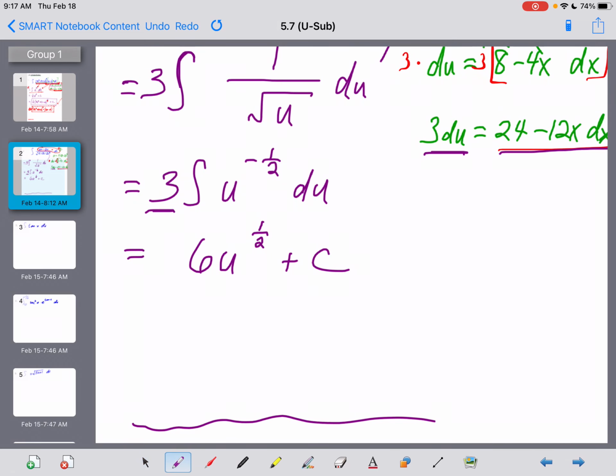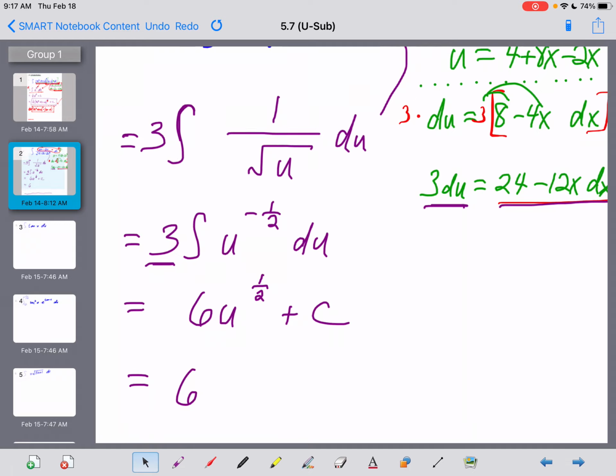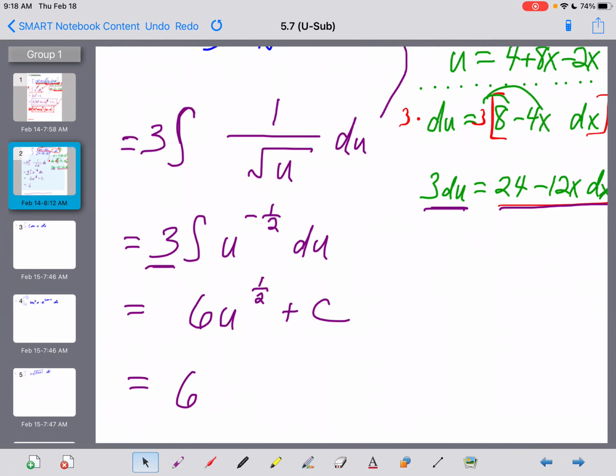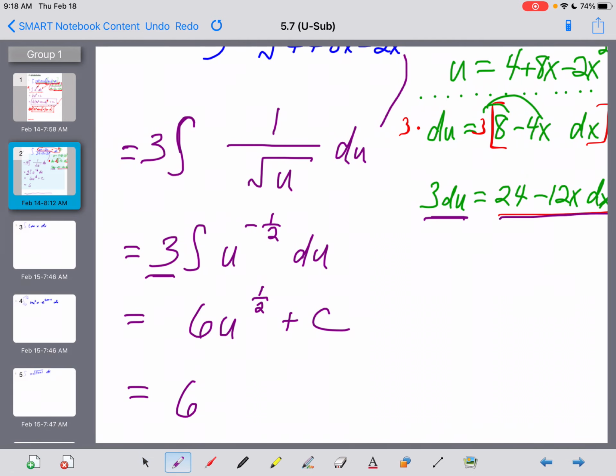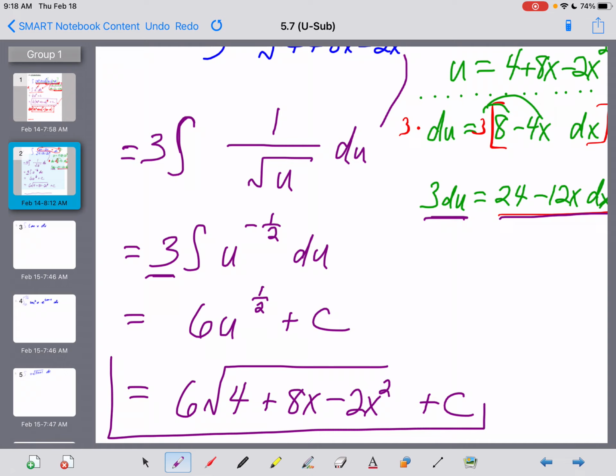Now we just need to unsubstitute, everybody. I'm going to make this 6, and because the original problem was given to me with a radical, I'm going to put a radical in my answer as well. So instead of a u to the 1/2, I'm going to make that a square root, and u, represented in terms of x, is a 4 plus an 8x and a minus 2x squared. A plus c at the end, and that, everybody, should be our answer to this second example.